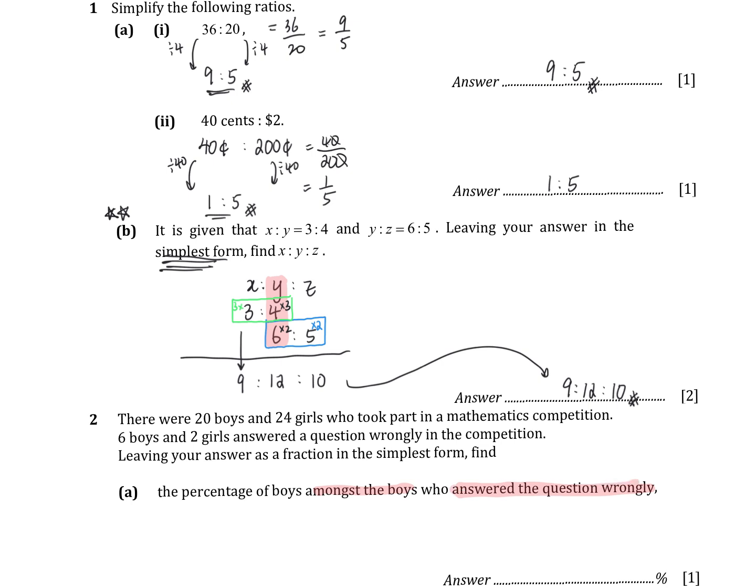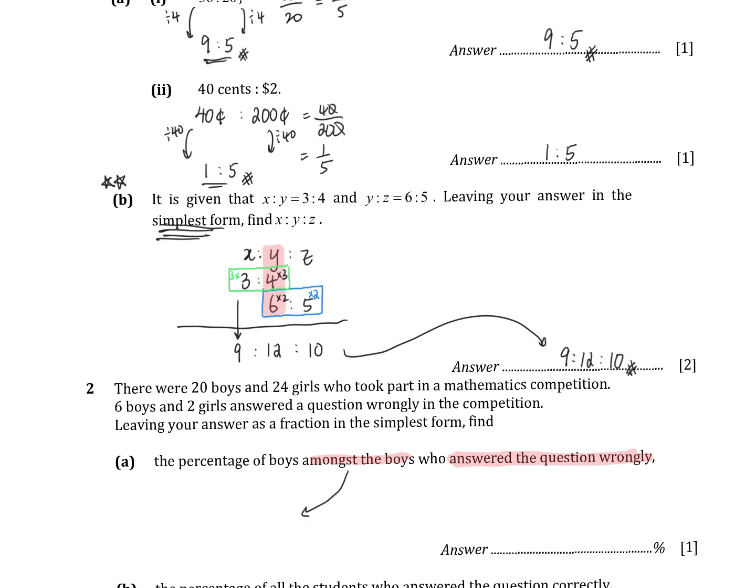Okay, next one, I want the percentage of boys amongst the boys only. So that means out of the total of 20 boys, 6 of them answered wrongly, and I want to know what percentage this is. So when you multiply, you get 30%, you are done. Don't go and convert to any other thing. Just write 30% will do.